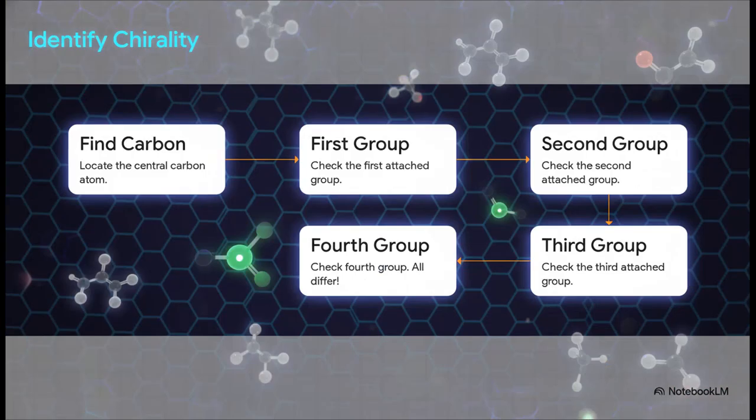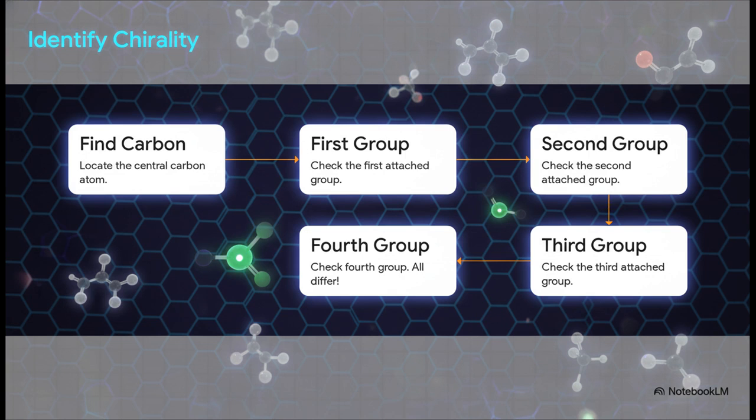Okay, so here is the golden rule for finding our hero, the chiral center. We'll break it down step by step using the molecule 2-chlorobutane-1-ol. A carbon atom is chiral if and only if it is bonded to 4 completely different groups. Step 1, find your central carbon. Step 2, check out the first group attached, which is a hydrogen atom. Step 3, check the second group. We've got a chlorine atom. Step 4, a methyl group, CH3. And finally, step 5, the fourth group is CH2OH.